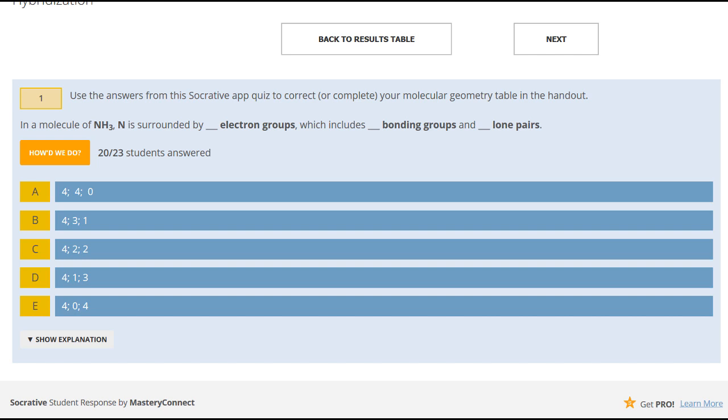First of all, in a molecule of NH3, the nitrogen is surrounded by blank electron groups, which includes blank bonding groups and blank lone pairs. Looks like we did very well here. 4 electron groups, 3 bonding groups, and 1 lone pair. Any questions on this one? Actually, we'll look at the first 3.